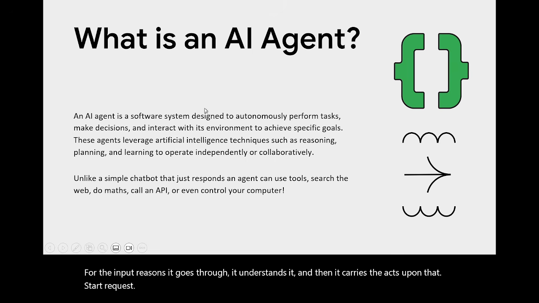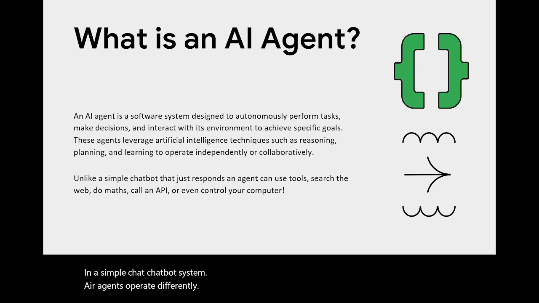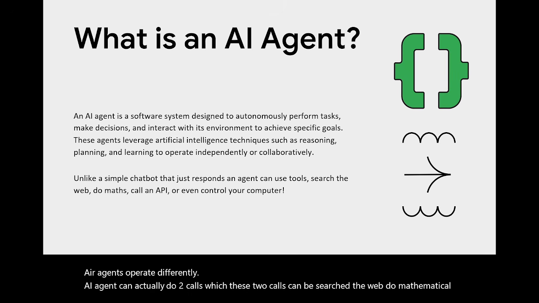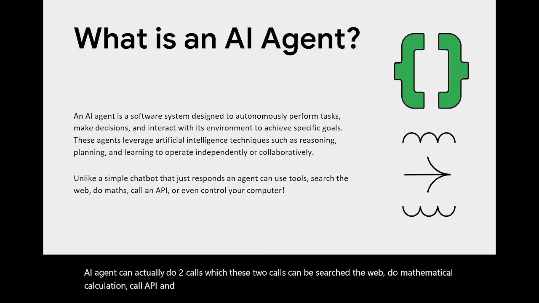In a simple chatbot system, AI agents operate differently. An AI agent can actually do tool calls, which can be searching the web, doing mathematical calculations, calling an API, and even controlling our computer or system in its environment.